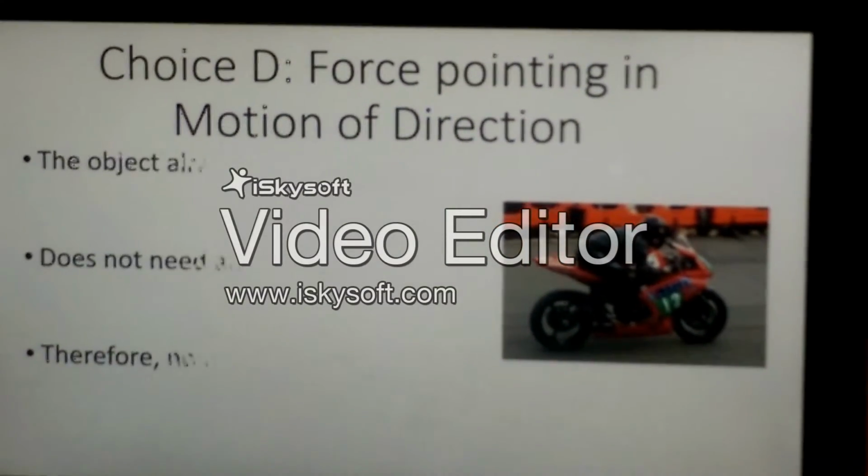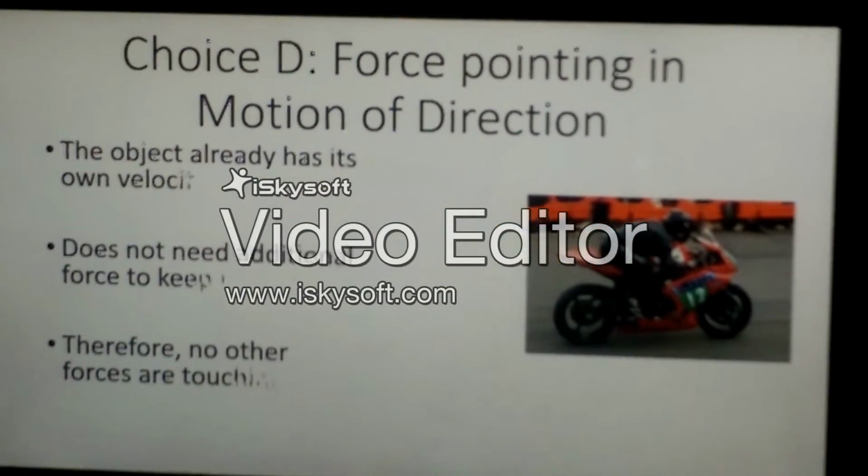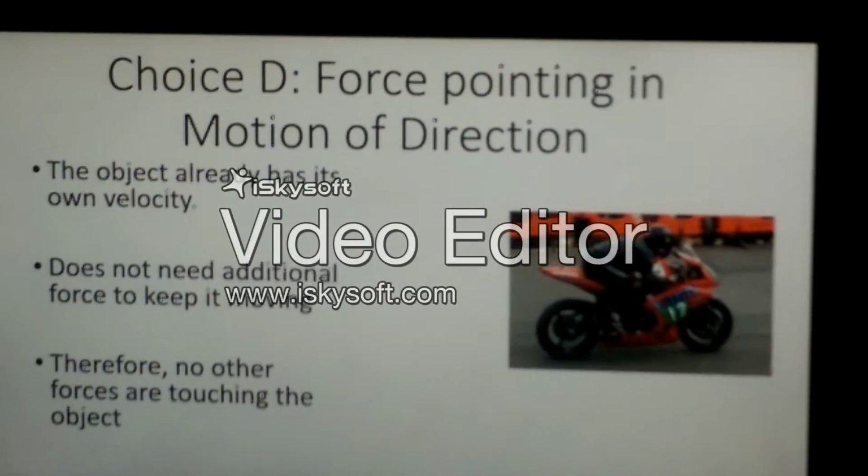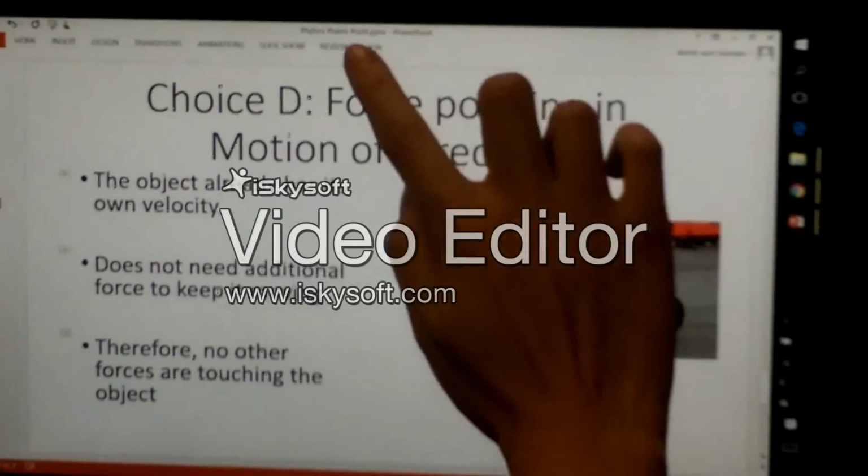Choice D is incorrect because the object has its own velocity. There are no other forces touching the object to keep it from moving.